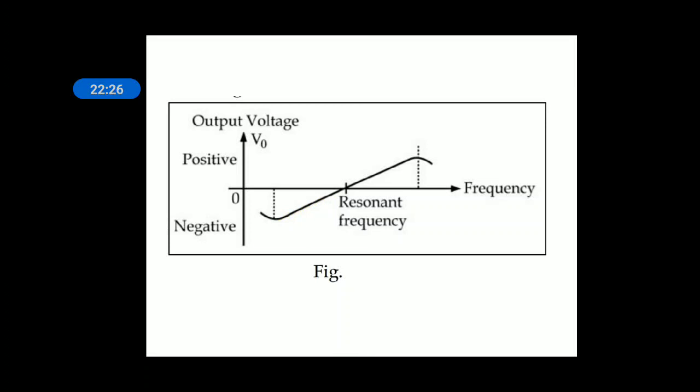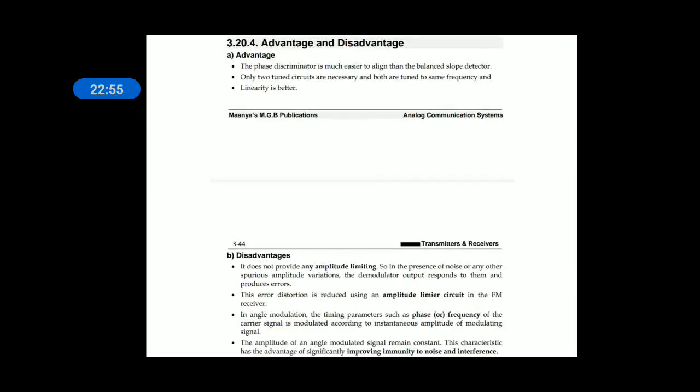In this way, the Foster-Seeler discriminator converts the FM signal into a modulating signal in two stages, with the help of a transformer as well as diode detectors. The purpose of the transformer is to convert the frequency variations into amplitude variations, whereas the diode detector converts the amplitude variations into the modulating signal. This completes your third chapter, and there are some advantages and disadvantages of the Foster-Seeler discriminator.